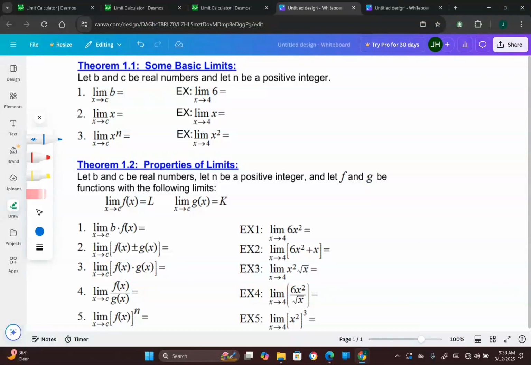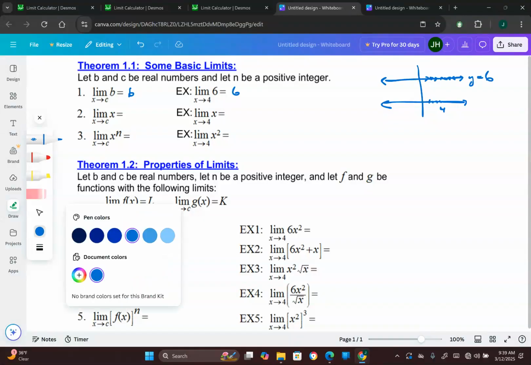Well, let's take a look at the example we have here. The limit as x approaches 4 of 6. What does y equals 6 look like? Well, y equals 6 is just a horizontal line. And if you go to x equals 4 and you look at the limit as you get closer and closer from each side, it seems to be to me like they're all the same value. So the limit as x approaches 4 of 6 is going to be 6. So what's the limit as x approaches c of b? Well, the limit of a constant is just a constant b.